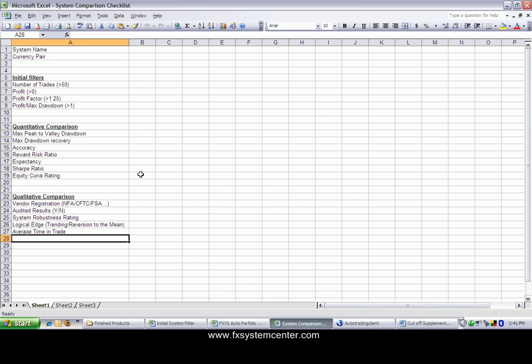Because if you take systems with good equity curves and put them together, it may make an even better equity curve if everything works out and you set proper risk management and do other analysis, of course.